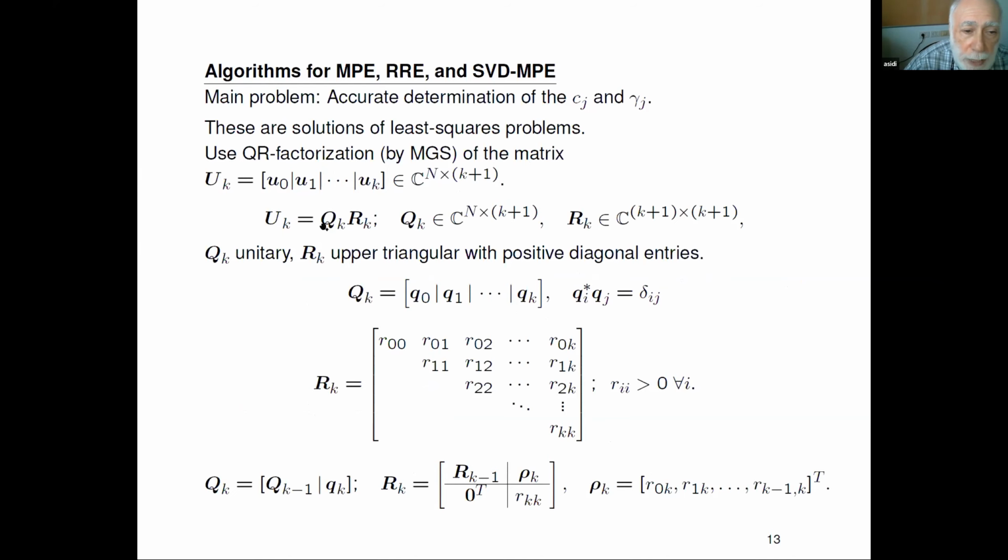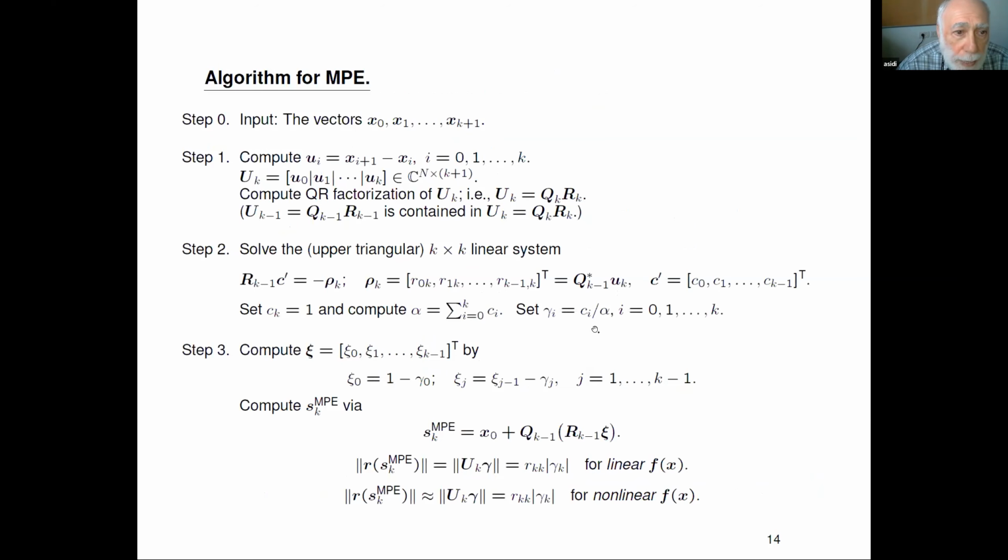Each time I add a vector, I add a column to the Q sub k, and I add a row and a column to R sub k. So the updating is very, very easy. You can actually choose the k after you've done this. And for MPE, see, the steps 0, 1, and 3 are the same for all three methods.